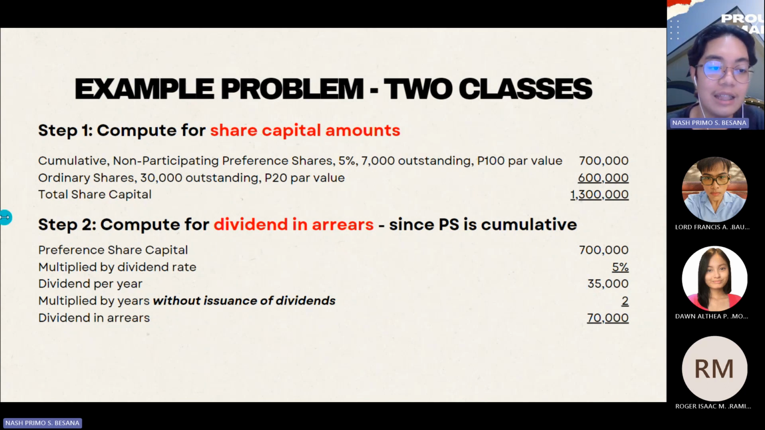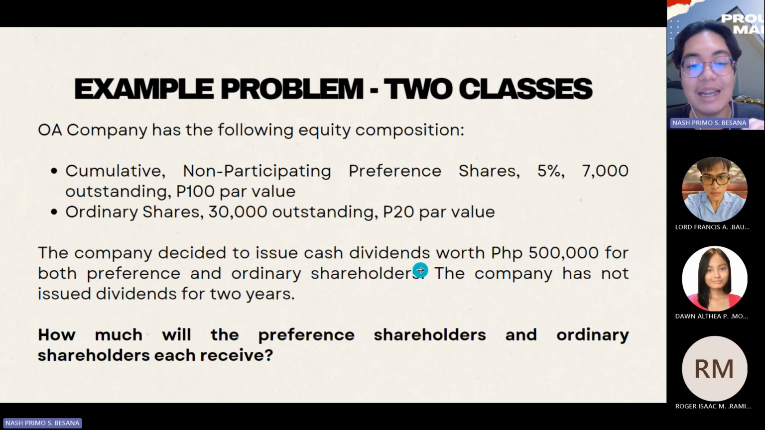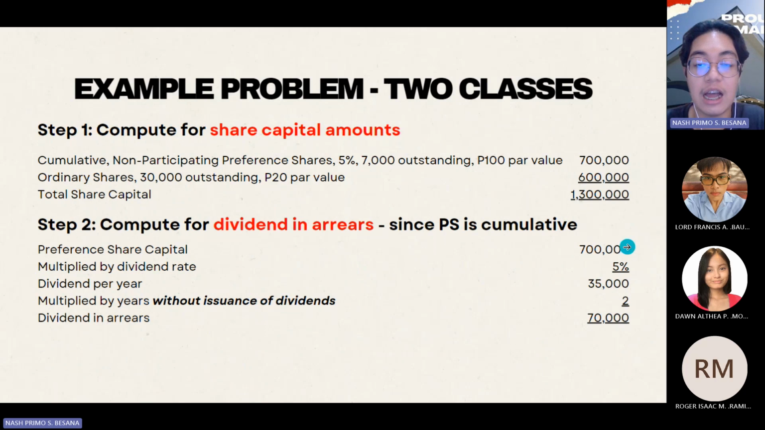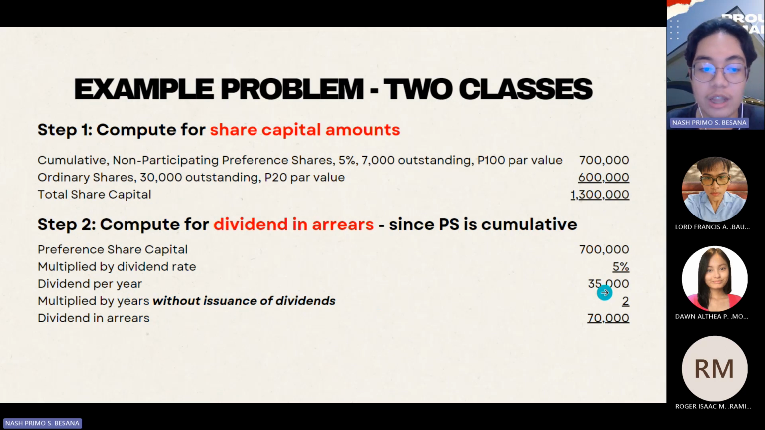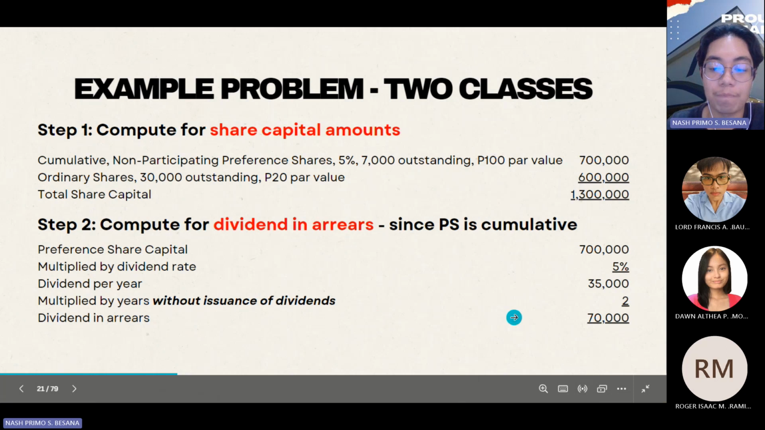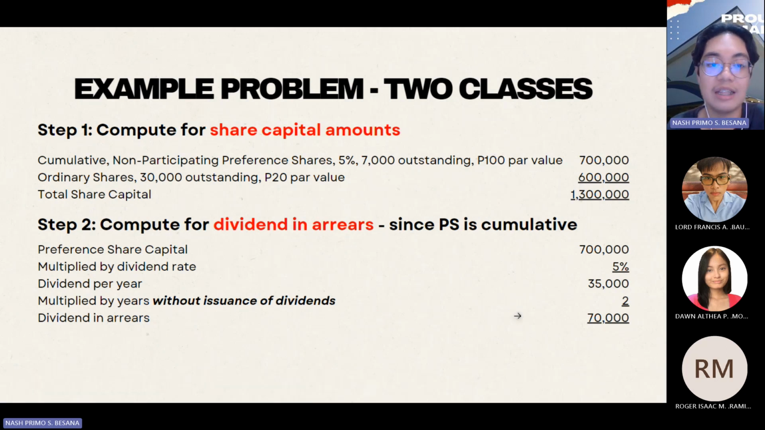Pero nga, as stated dito kanina sa problem natin, the company has not issued dividends for 2 years. 2 taon na silang hindi nababayaran. And since cumulative siya, mag-iipon talaga sila ng parang liability kumbaga sa preference shareholders nila. So yung 35,000 per year, i-multiply siya sa number of years na hindi nag-issue ng dividends, which is 2, 35,000 times 2, there is 70,000 pesos dividend in arrears. So later on, gagamitin natin siya sa first part ng computation or ng allocation ng dividends.